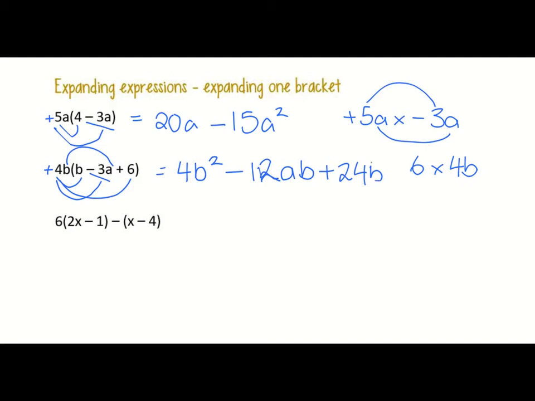Okay, for the last one, this is a little bit different because we've got 2 lots of brackets. So we're going to just forget the second lot at the moment, and we're just going to do what we did for the first one. So 6 times 2x is 6 times 2 is 12, and we just got 1x. Okay. Now we've got 6 times negative 1. Okay, 6 times negative 1 is negative 6.